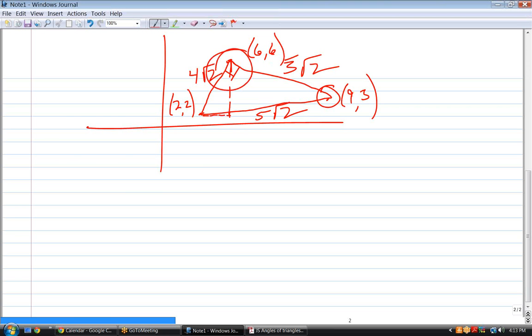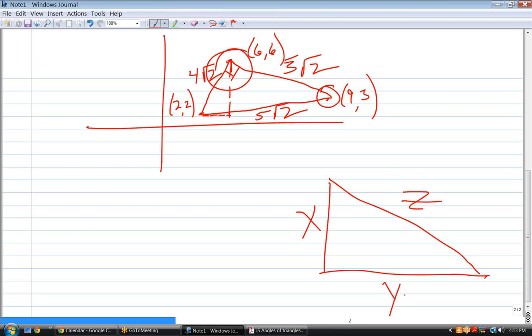The Pythagorean theorem works backwards also, meaning that if I have a triangle, and this distance is x, and this distance is y, and this distance is z, and I discover that x squared plus y squared equals z squared, that makes that a right angle. And it makes that a right triangle.